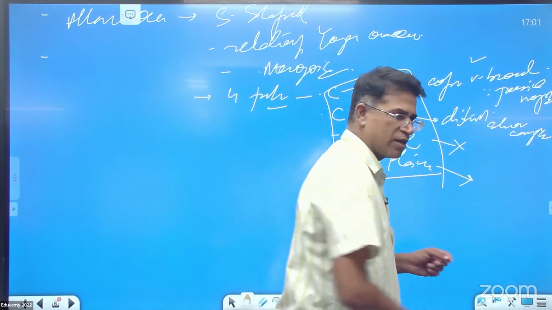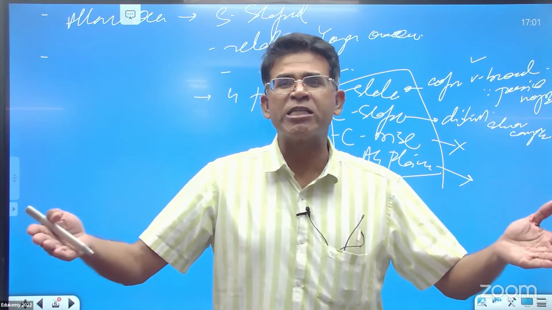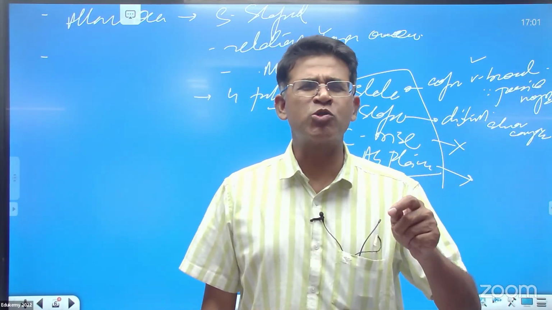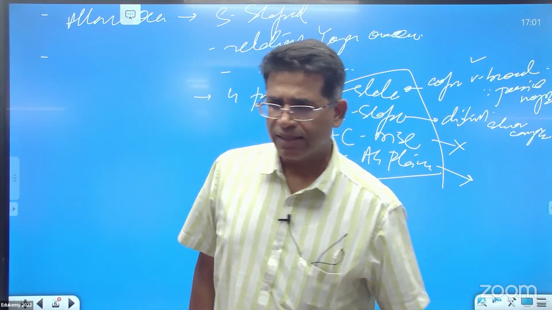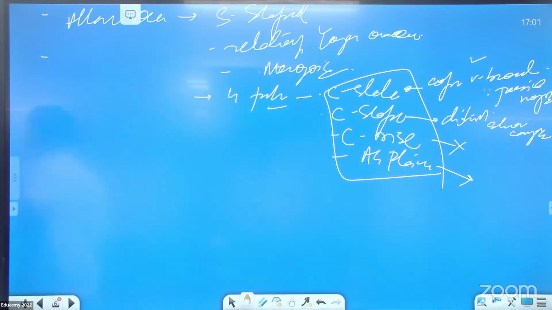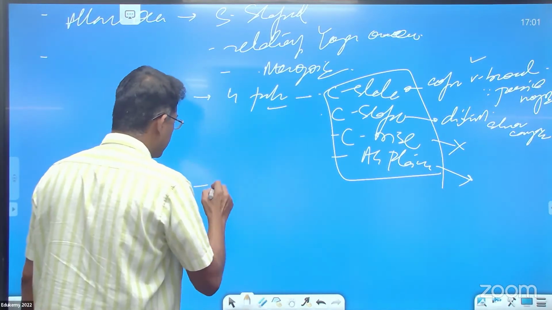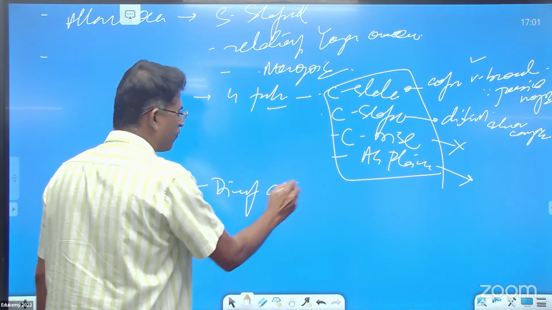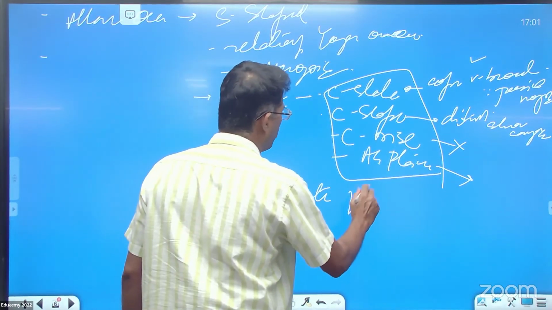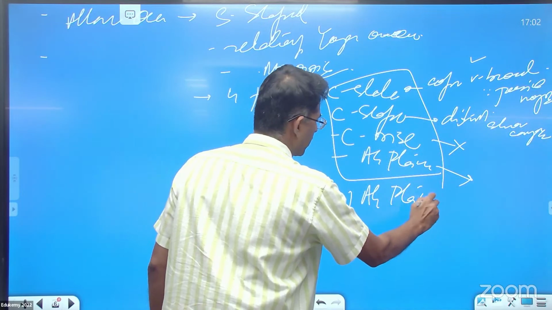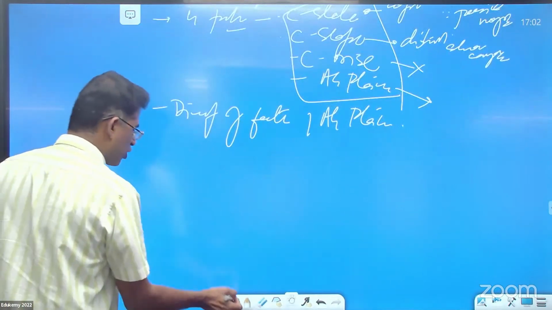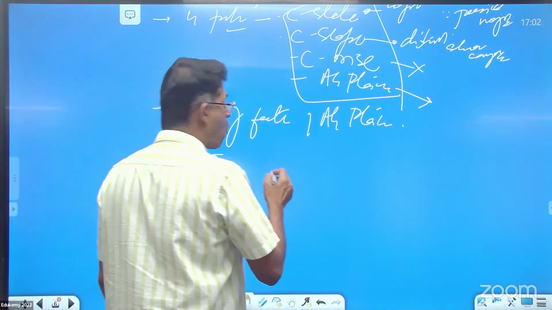Abyssal plains are the largest part of the Atlantic Ocean, and this is true for any ocean. The abyssal plains generally make up more than 70% of the ocean floor. Okay, they are fairly large, fairly wide parts of the oceans. And there is a diversity of features of the abyssal plains. So, what are the features?